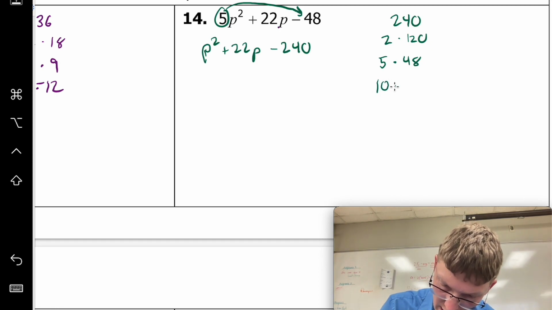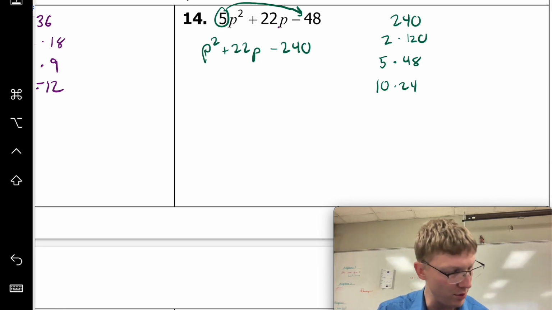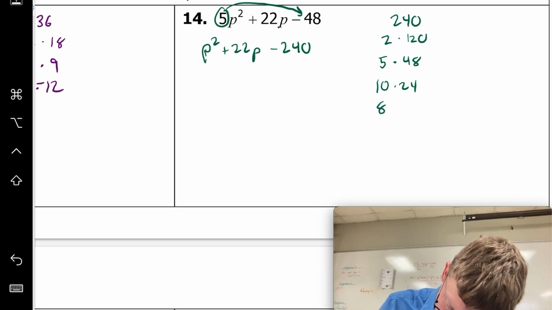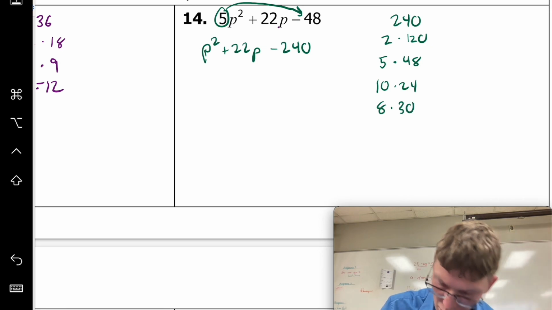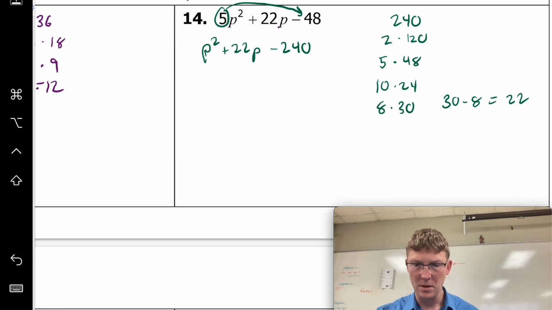So 10 times 24, when we subtract that together, it's going to be 14. So we're going to go back the opposite direction. 240 divided by 9 is nothing. 240 divided by 8 is 30. Okay, so 8 times 30. And then if we take 30 minus 8, we will get 22, and a positive 22. All right, so we're good to go.